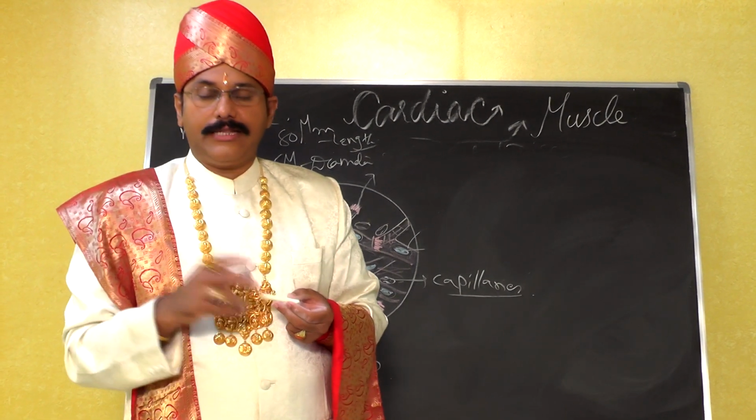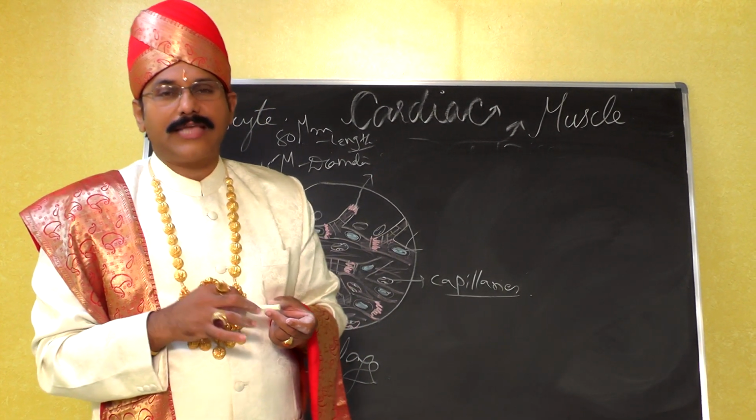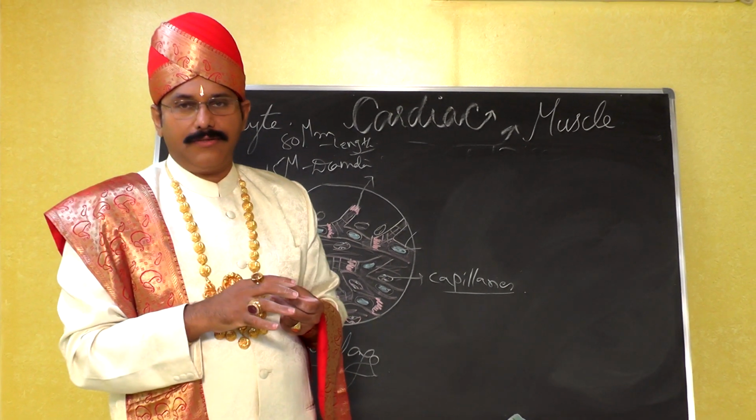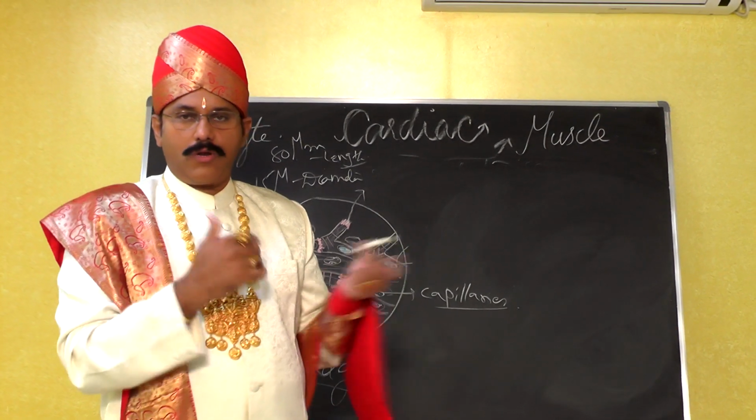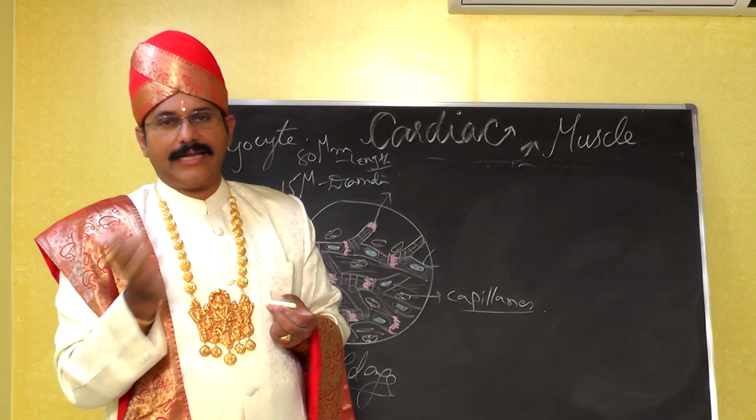And the cardiac muscle is similar to that of the red skeletal muscle. The skeletal muscle is of two types. One is the red type. So it is more in favor with the red type.